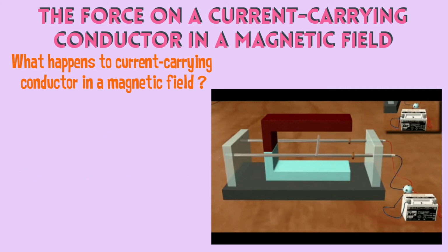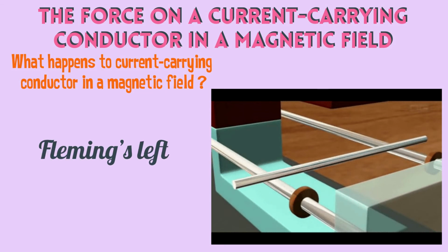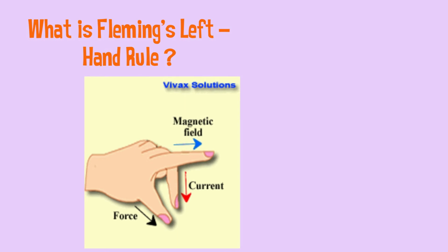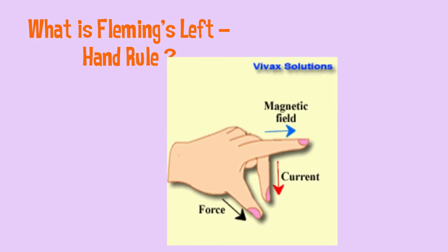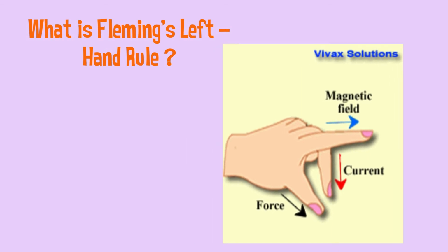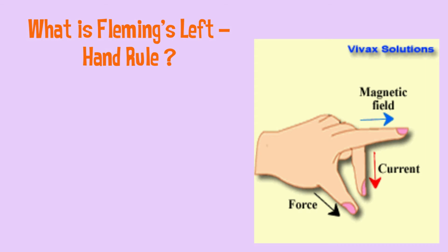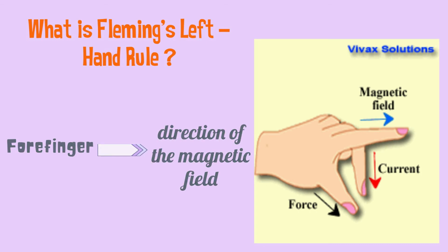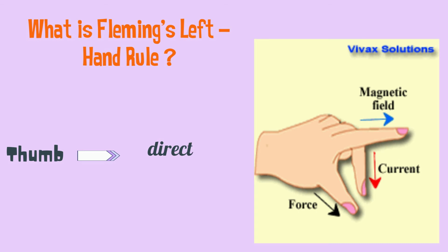To determine the direction of magnetic force F acting on the wire, we can apply the concept of Fleming's left-hand rule. So basically, what is Fleming's left-hand rule? Fleming's left-hand rule is a simple and accurate way to find the direction of force or motion of the conductor in an electric motor when the magnetic field direction and the current direction are known. According to this diagram, the forefinger, second finger, and the thumb of the left hand are extended at right angles to each other, with the forefinger in the direction of the magnetic field, the second finger in the direction of the current, and the thumb will point in the direction of the force or motion.